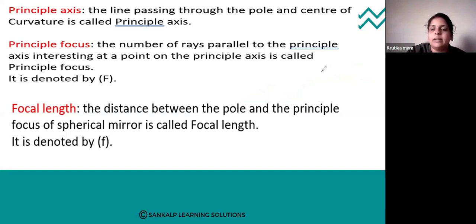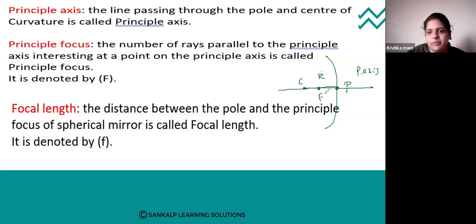So till now we have studied the pole, the center of the mirror, and the center of curvature, the center of the spherical mirror. Next, the distance between them is called the radius of curvature. The line passing through the center of curvature and the pole is called the principal axis. Principal focus is the point on the principal axis where the light will meet after reflection.